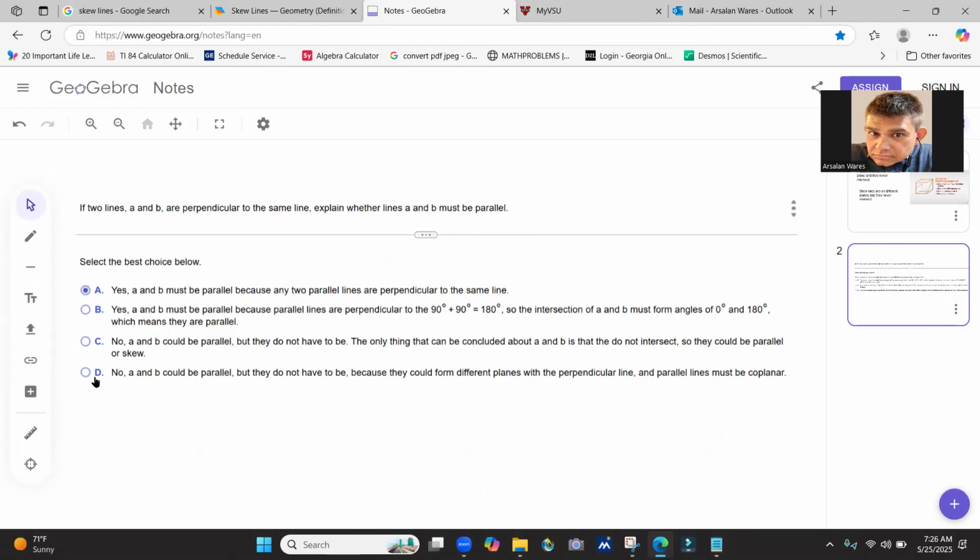Or D. Part D says no, A and B could be parallel, but they do not have to be because they could come from different planes with the perpendicular line. And parallel lines must be coplanar. I would say it's a difficult problem because C is actually not totally incorrect, but I think D sounds a little better.